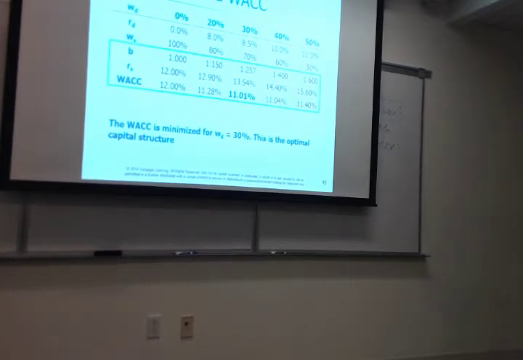Okay, yes, you're on the right track. The 11.1 we like because it's lower. So what is our optimal capital structure?